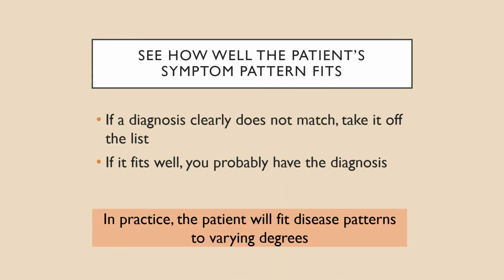At this point, you will see how well the patient's pattern of findings fits the 2 or 3 diagnoses you have chosen. If the pattern of the diagnosis clearly does not match what the patient's pattern is, then take that diagnosis off the list. If the patterns of a diagnosis fit well together with a patient's pattern, then you have the diagnosis most likely. Keep in mind that in practice, the disease patterns will fit to varying degrees.